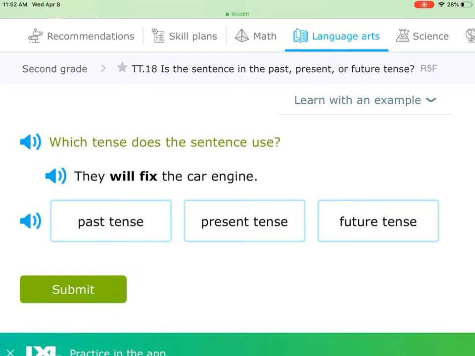I am going to give you a clue. If you see the word will, that means that's something that you're going to do in the future. They will fix the car in the future. They didn't do it in the past. They're not doing it right now. They're going to do it in the future. So this sentence is future tense.